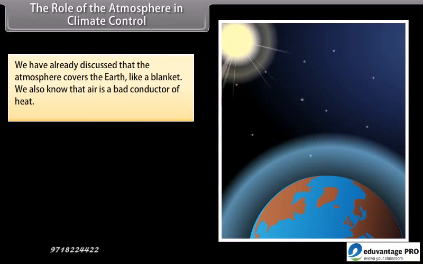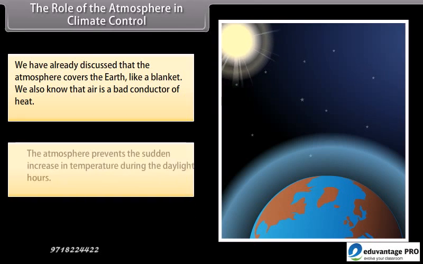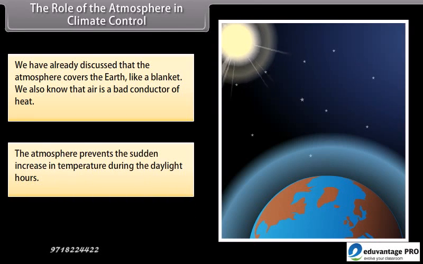The role of the atmosphere in climate control. We have already discussed that the atmosphere covers the Earth like a blanket. We also know that air is a bad conductor of heat. The atmosphere prevents the sudden increase in temperature during the daylight hours.